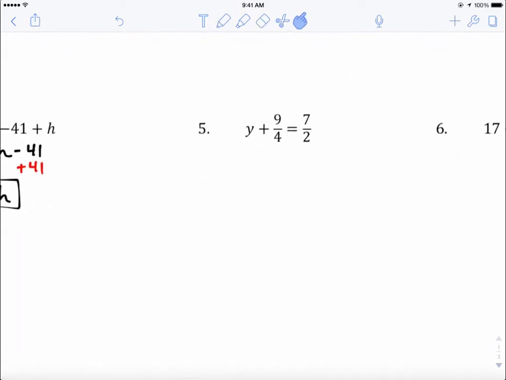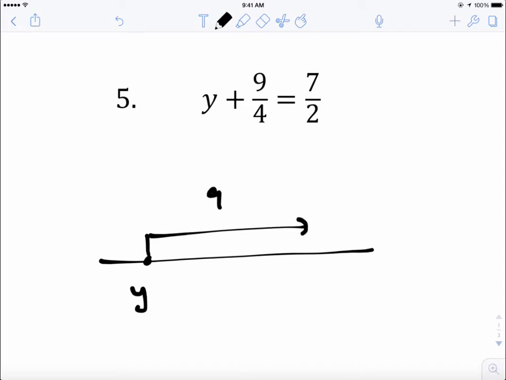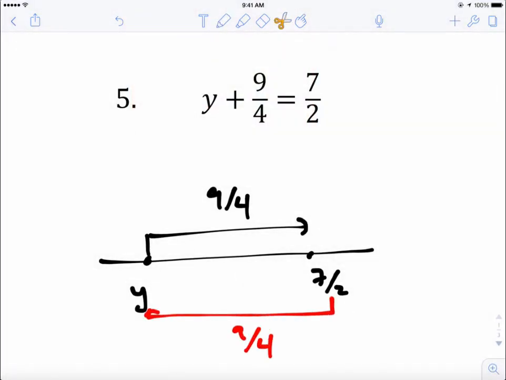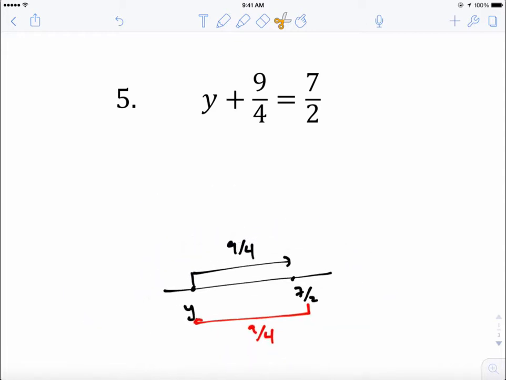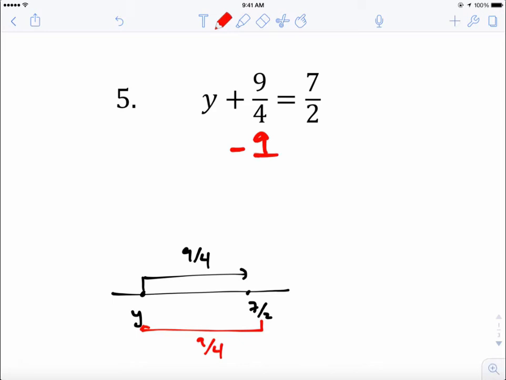In our second equation, nothing crazy here. We are just dealing with fractions in this case, but everything stays exactly the same. Our unknown variable y, if we add 9/4 to it, we're going to end up at 7/2. So what do I want to do? I want to undo that adding of 9/4 and go back to the left on the number line. So I'm going to take 7/2 and subtract 9/4 from it. Some might say subtracting 9/4 from both sides of the equation.